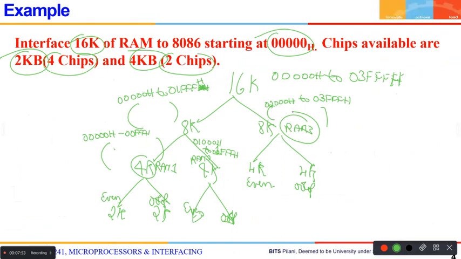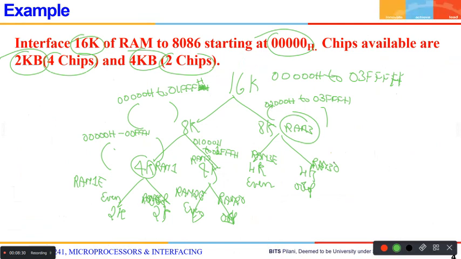Now this will be RAM 1 even. This will be RAM 1 odd. This is RAM 2 even. This is RAM 2 odd. This is RAM 3 even. This is RAM 3 odd. This is called the memory tree. Have you understood now? Next, what is the next step?